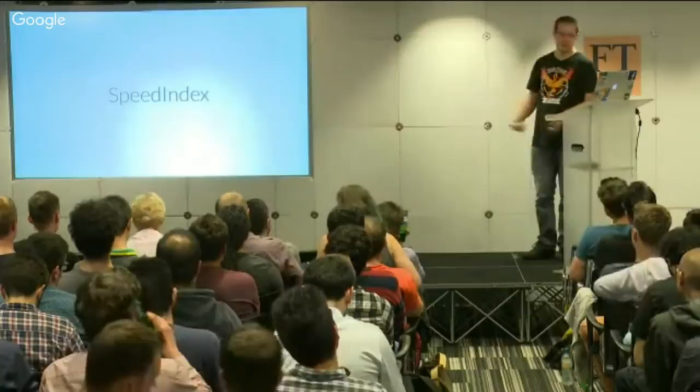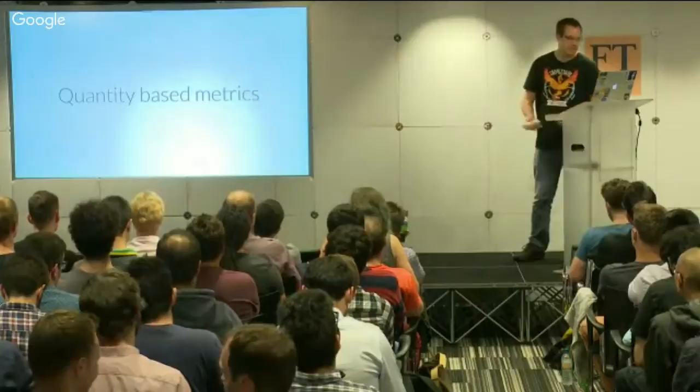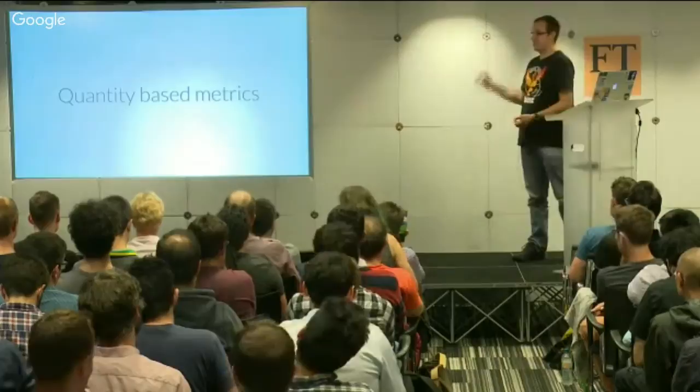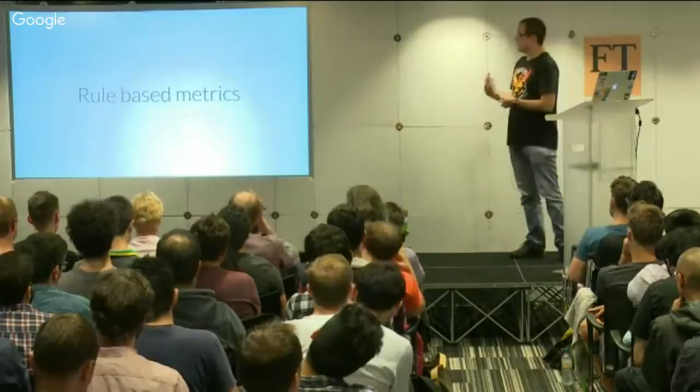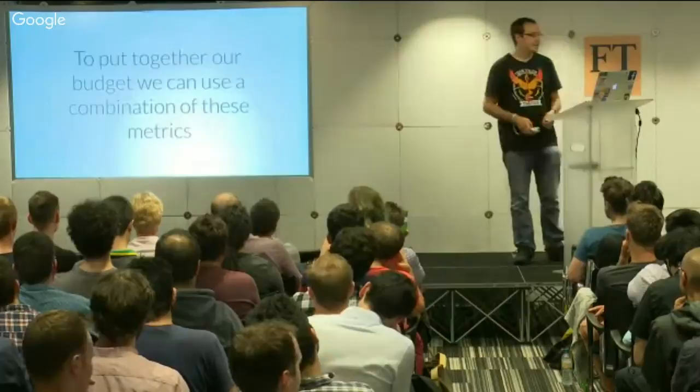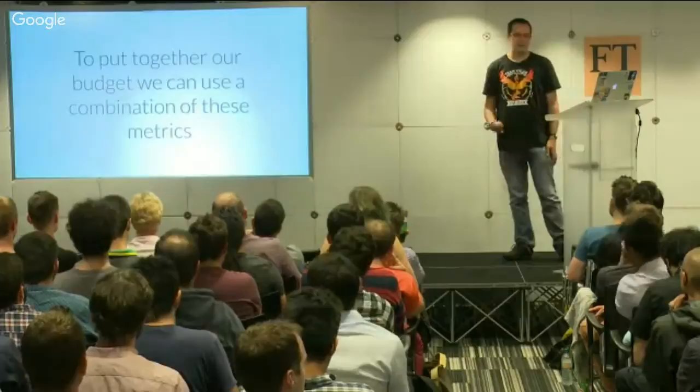Then we have quantity-based metrics. So this might be the total number of requests, overall page weight, total image weight, total CSS weight. So there's anything that can be measured quantitatively. And then we have rule-based metrics. So I don't tend to like these because these are things like page speed score and YSlow score. But really, I see them more as checklists rather than something that I'd put in my performance budget. But it's something some people do. So to put together our budget, we need a combination of these metrics. And it's up to your team to determine which metrics make sense to you.